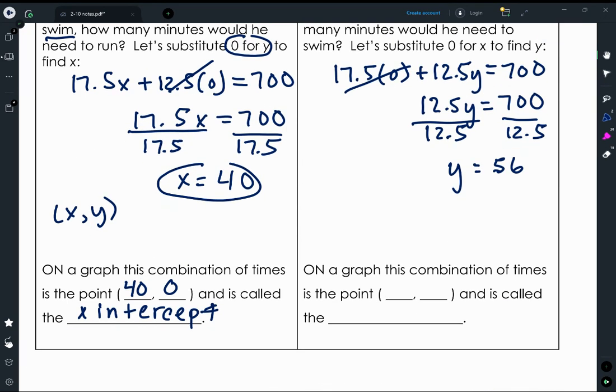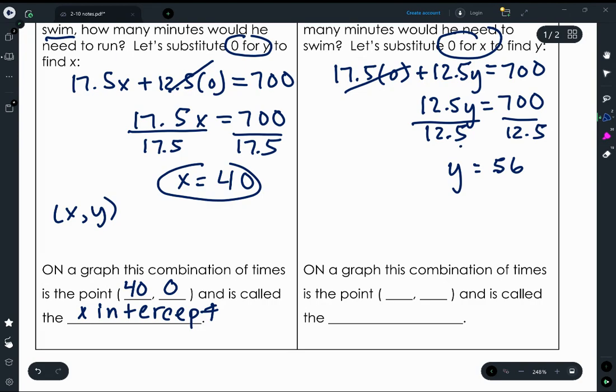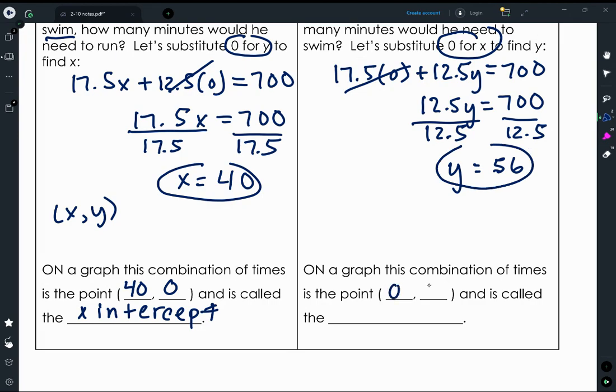Okay. So this is going to be the point. Let's see, we put 0 in for x, and we had y equals 56. So 0, comma 56, and that is the y-intercept.